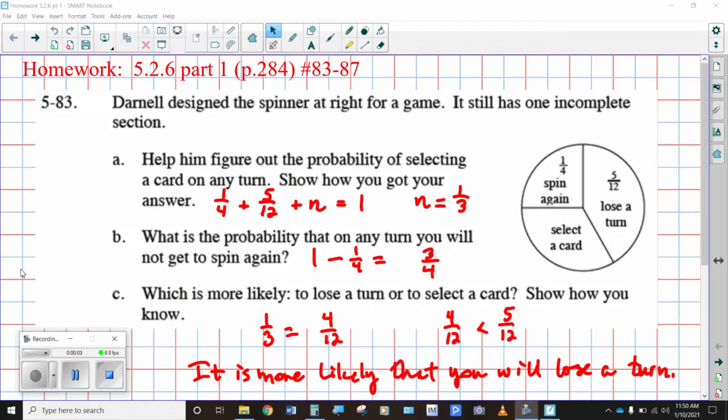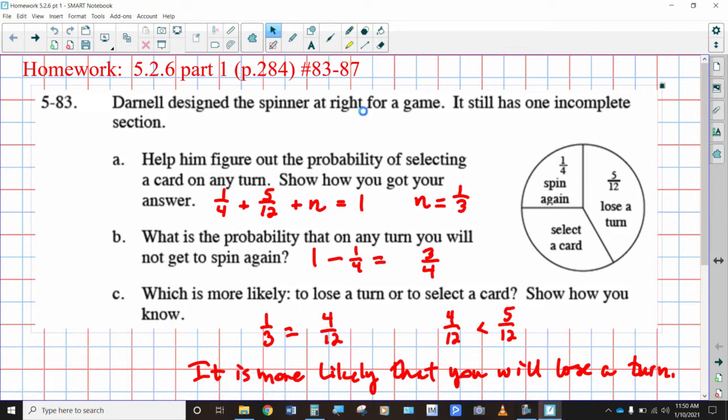Alrighty, let's take a look at our homework for 5.2.6. This is part 1, so we're going to only do problems 83 through 87 today. We're going to do 88 through 92 tomorrow. So let's take a look and see what we've got here.